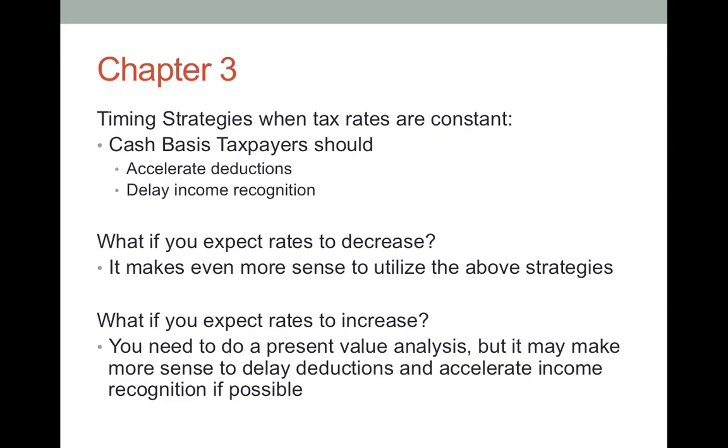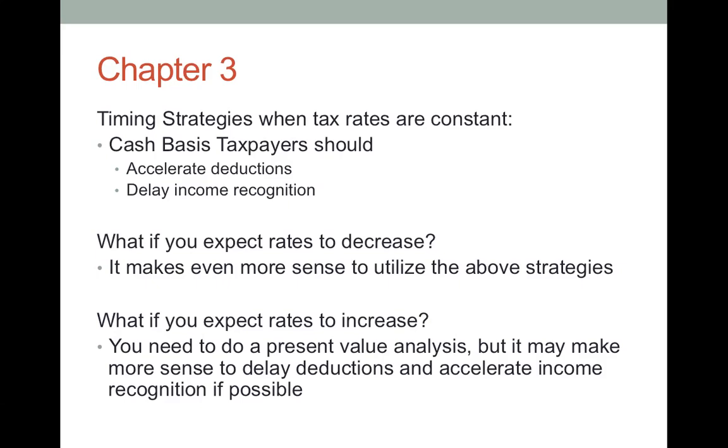So let's quickly go through what's important from the earlier chapters. Okay, very quick review of what's important, and I'll also highlight some things that aren't important. So from chapter 3, we talked about some of it for exam 1. What we looked at were timing strategies when tax rates are constant. And what we decided before the first exam was that if you have a cash basis taxpayer and tax rates are constant, what we'd like to do at the end of the year is accelerate deductions and delay income recognition. So that was an exam 1 thing. That's what we decided for exam 1.